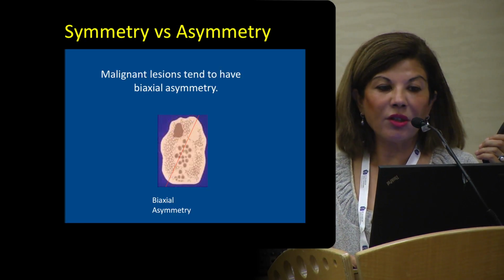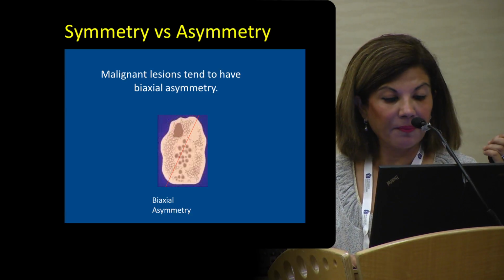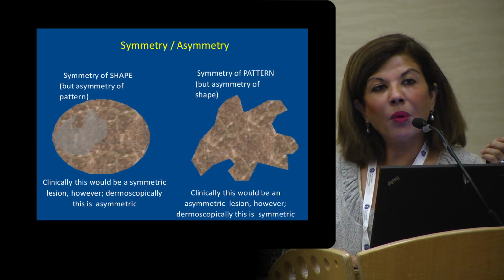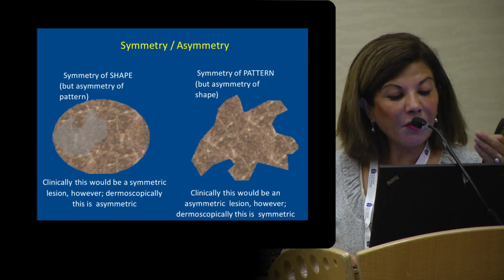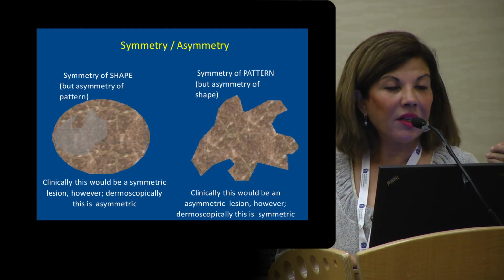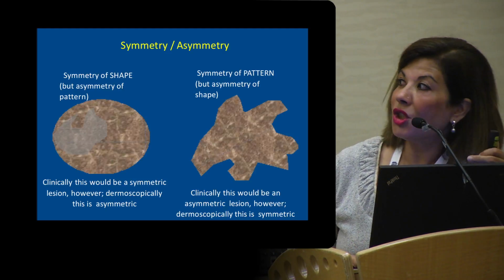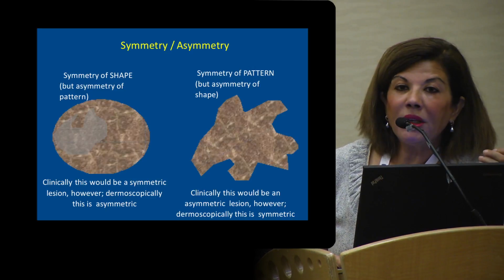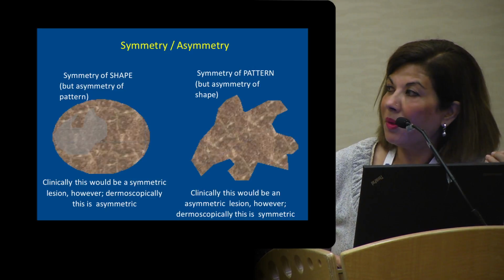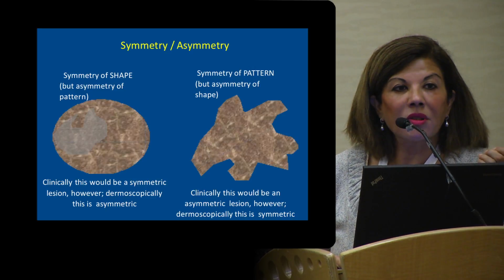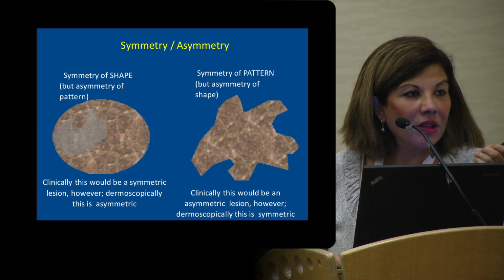And malignant lesions tend to have biaxial asymmetry. The important point I want to make here is that you can have a perfectly symmetrical shape, but an asymmetry of pattern. So the lesion on your left has a completely normal symmetrical shape, but there's asymmetry of pattern. So dermoscopically, this would be an asymmetric lesion.